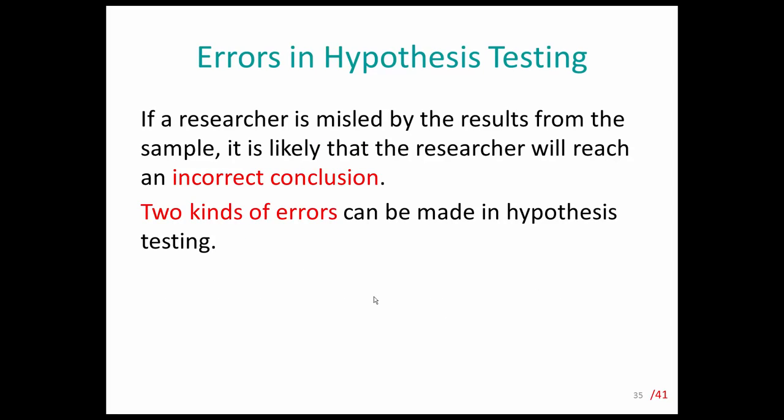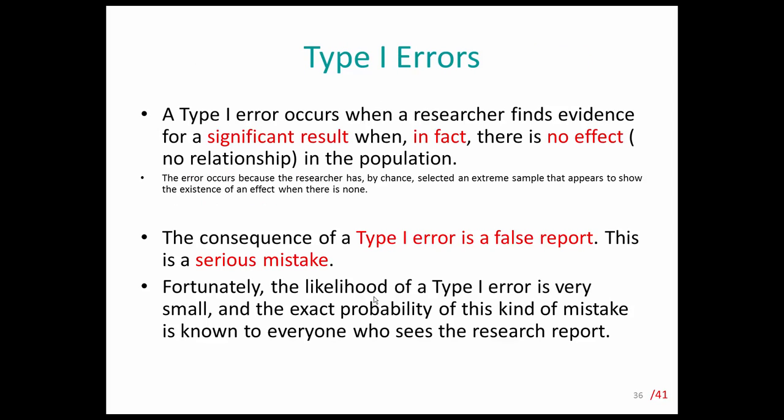Now, whenever we do a hypothesis testing, there might be an error in our conclusion, or we may have an incorrect conclusion. And there are two types of errors that we may make. One is type 1 error, and the other one is type 2 error. Type 1 error happens when a researcher finds evidence for a significant result when in fact there is no effect.